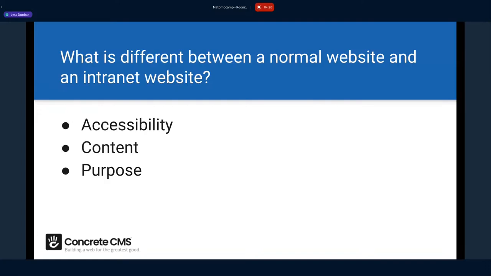The content within intranets contains information that's relevant to operations, internal policies, maybe employee directories, project management tools, and internal news. But the main purpose of intranets is to improve internal communication, collaboration, and productivity within your organization. A normal website serves a variety of purposes, including marketing, e-commerce, information sharing, and entertainment. And that list can go on and on.